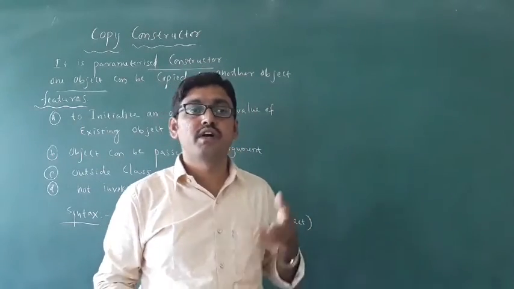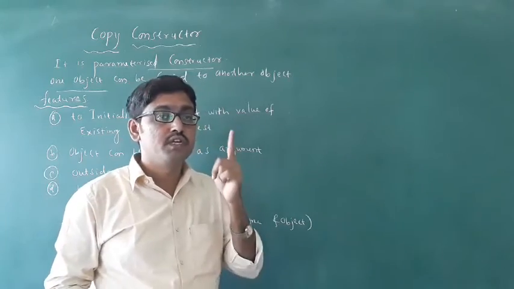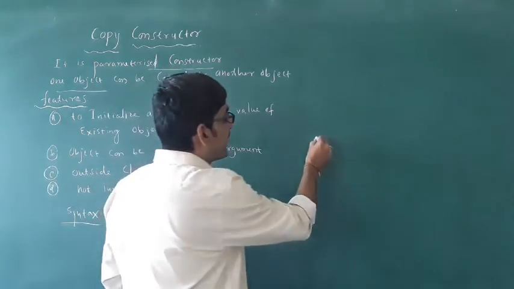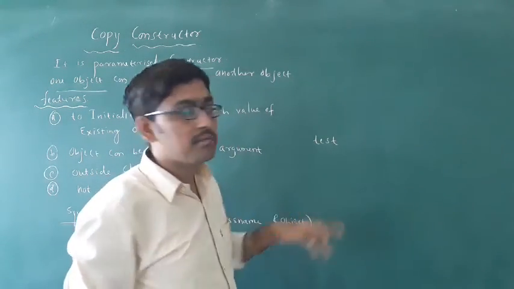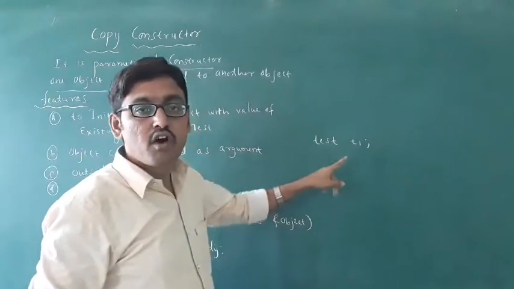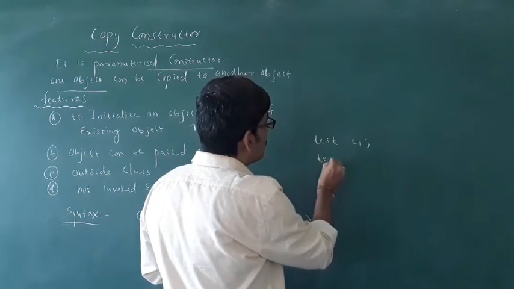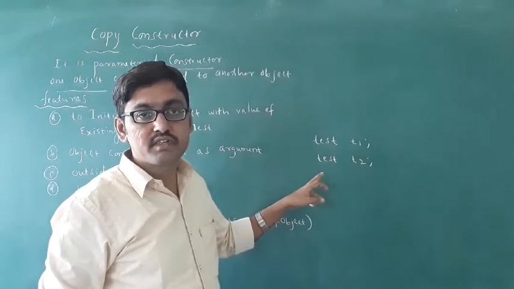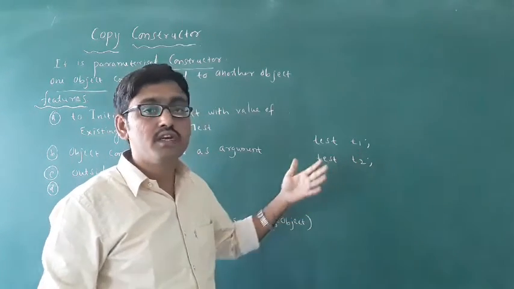For example, you know how to create an object by using the class name. I am taking Test as the class name. I am taking t1, which is an object name. Then I write Test t2, which is another object name. Test is the class name, and t1 and t2 are the objects.